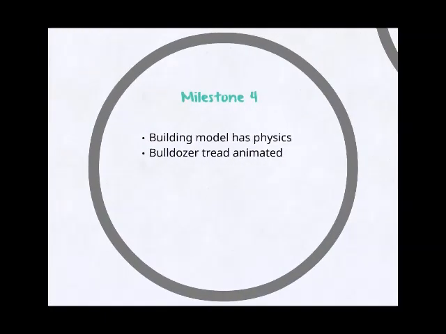Next week, I want the building model to have physics, i.e. you break a lower part, the top part falls down. And I want the bulldozer treads animated. That's what I talked about earlier. It's going to be difficult. I don't know how to do it exactly, but it's going to take a lot of guessing and checking, so that's why this milestone is pretty lightweight otherwise.